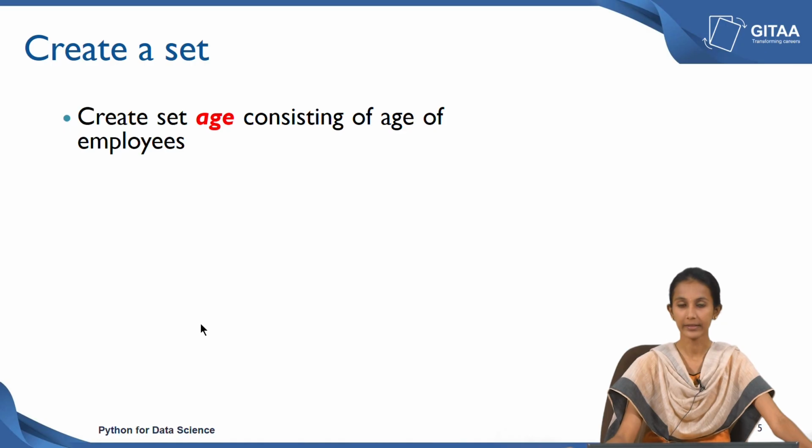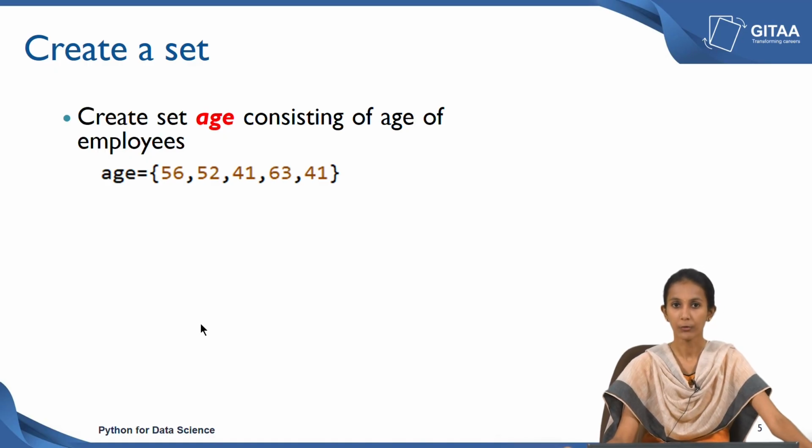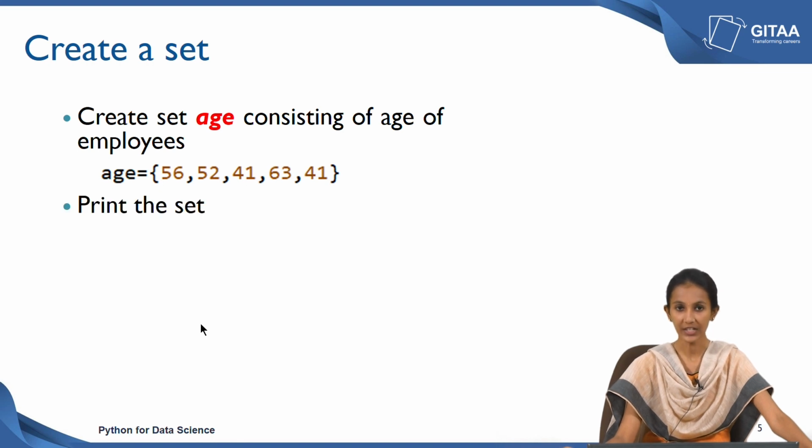Create a set called age consisting of the ages of the employees. Age is our set name. The set will be created using curly braces, and we give the values separated by commas. So, age has 5 values: 56, 52, 41, 63 and 41. One value, 41, has been repeated. We will print the set age.